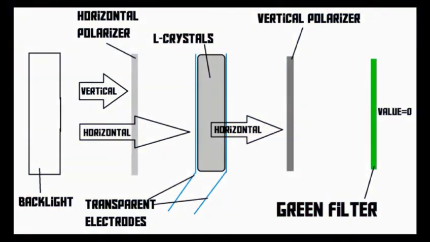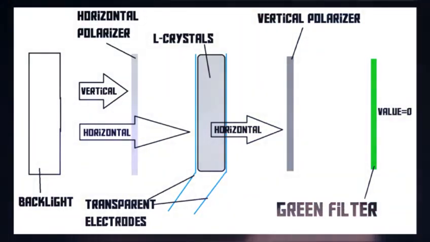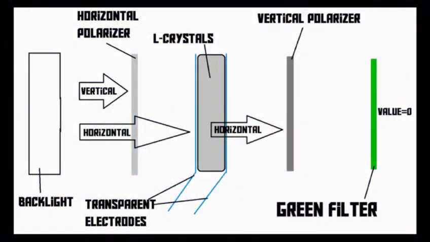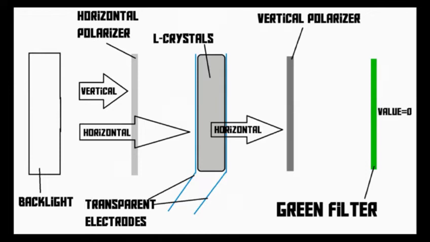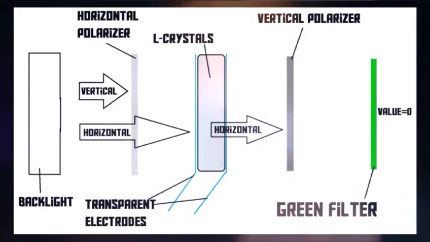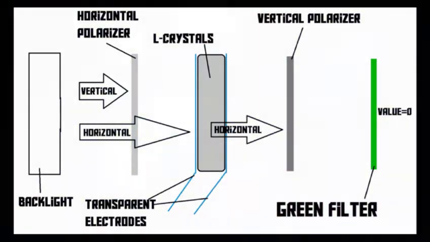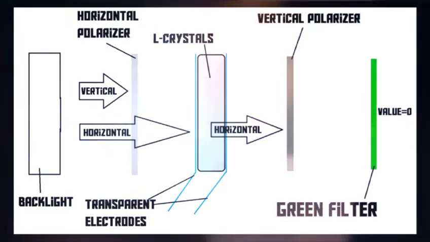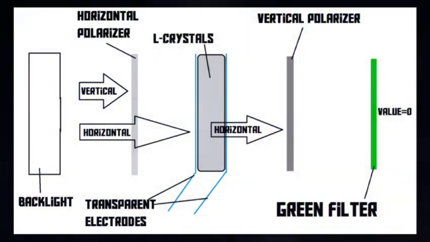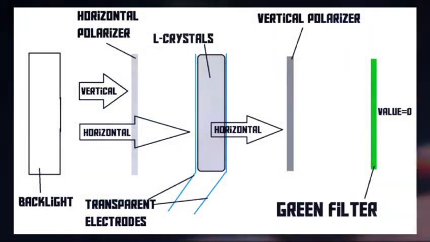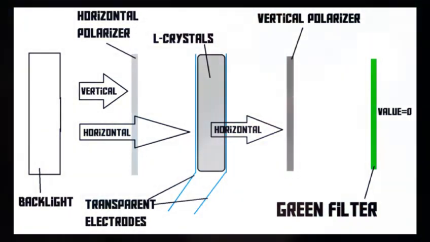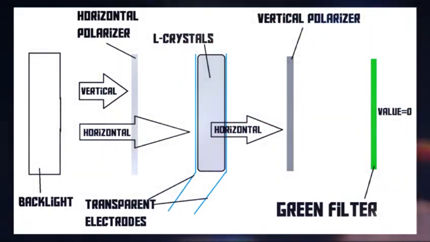In this case, the wave has to stop at the vertical polarizer, because the wave is horizontal and the polarizer is vertical, so it can't go through. So the subpixel can't generate any color, because the light beam can't go through the vertical polarizer. So that green subpixel shows up as 0. That 0 means black color. Likewise, we can think about another state.